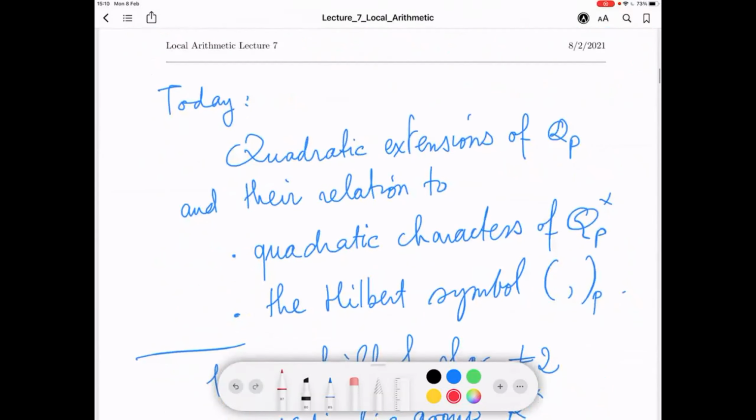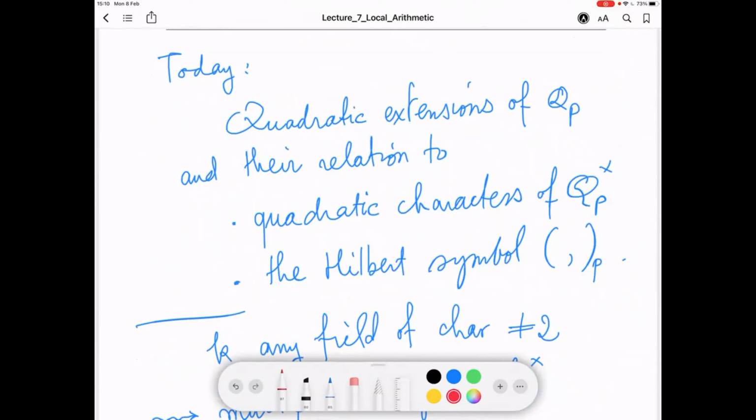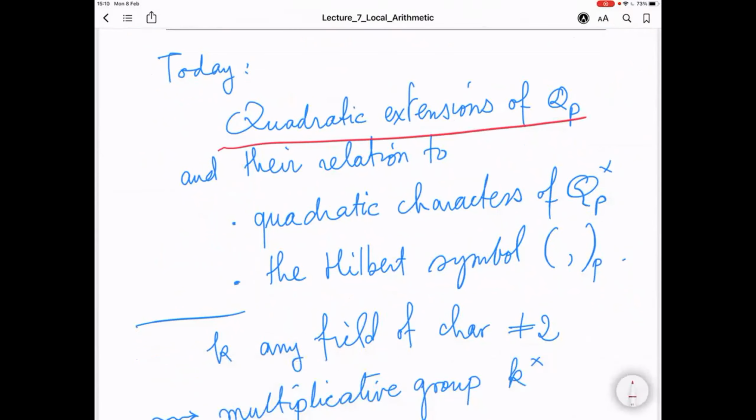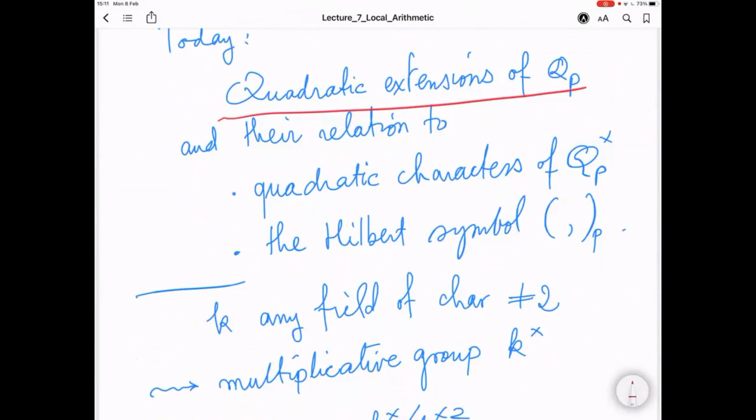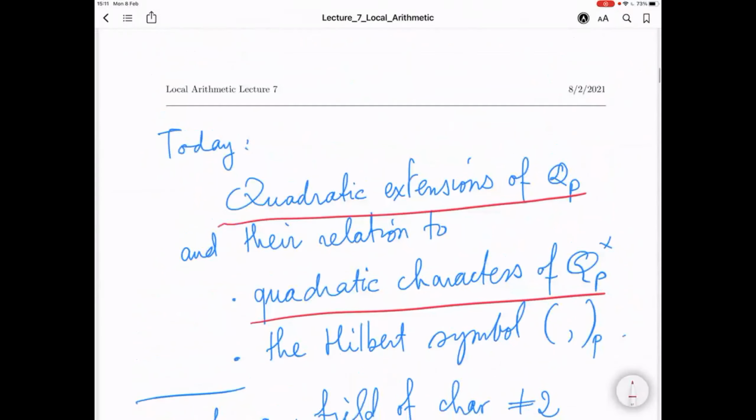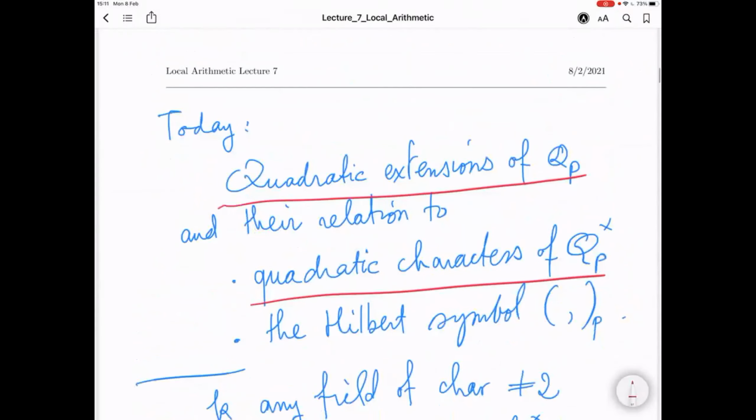So today what we are going to discuss are 2 or 3 things. The first one is, what are the quadratic extensions of Qp? Then how are these quadratic extensions related to quadratic characters of Qp star, the ones we have just listed, and how are these quadratic extensions connected to the Hilbert symbol. Okay, so that's the plan for today.